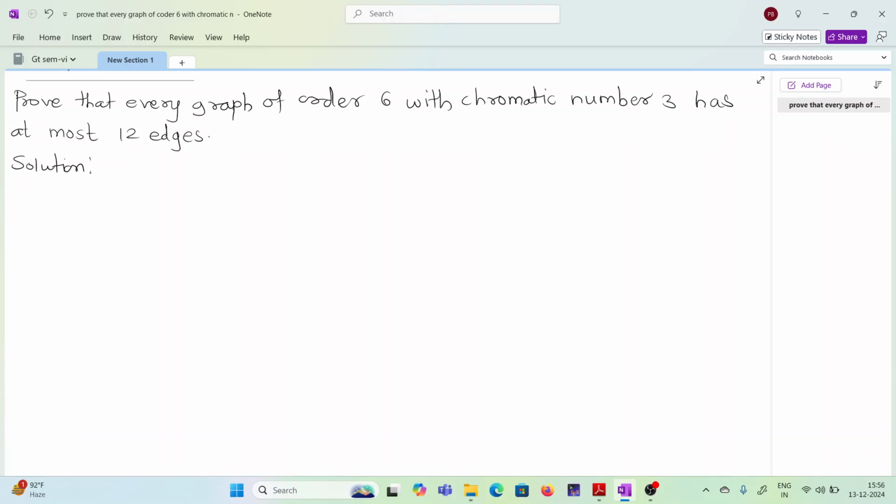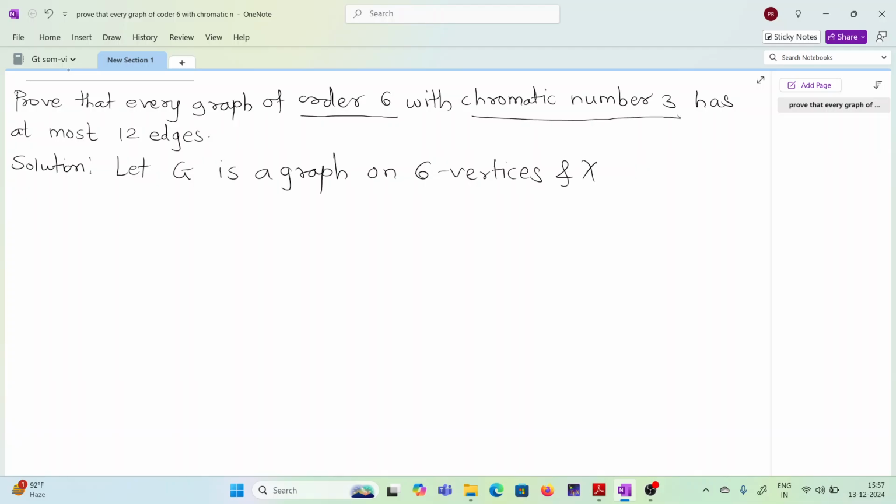We have given a graph with 6 vertices and the chromatic number of that graph is 3. We want to prove that the graph has at most, that means maximum, 12 edges. So let G be a graph of order 6, means number of vertices 6. G is a graph on 6 vertices and the chromatic number of G is 3, means chi of G is equal to 3. We want to prove G has at most 12 edges.